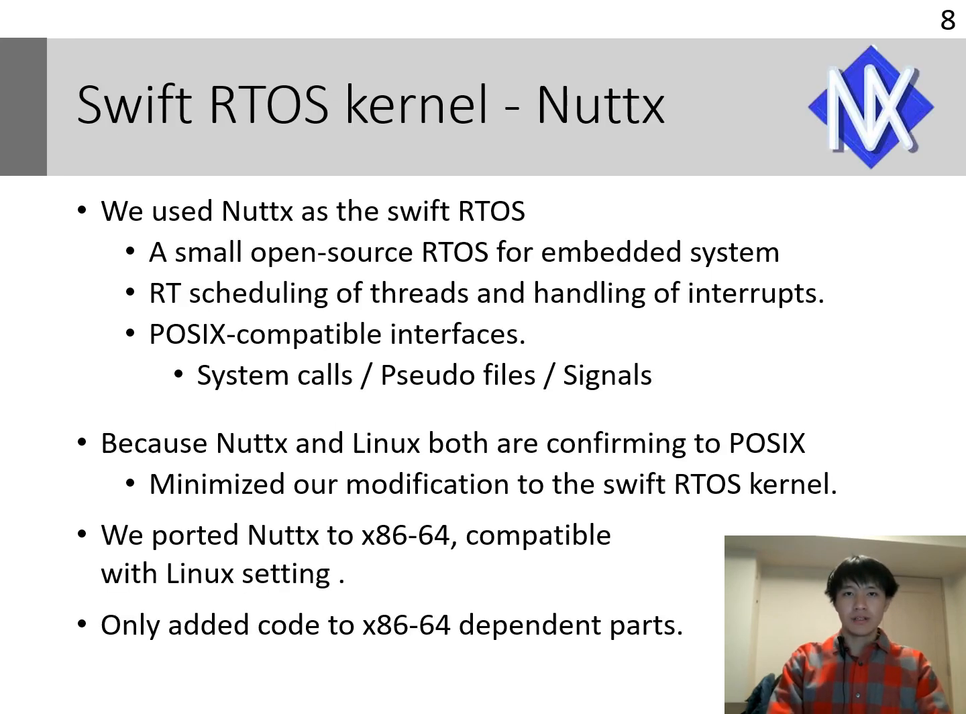For the RTOS in our compound RTOS, we use NuttX. NuttX is a small open-source RTOS for embedded systems with real-time scheduling, real-time handling of interrupts, and POSIX-compatible interfaces, including system calls, files, and signals. Because NuttX and Linux both conform to POSIX, this minimizes our modification to the RTOS kernel. To be compatible with the x86-64 Linux we used, we ported NuttX to x86-64 with the same processor hardware setting. NuttX consists of architecture-dependent and independent parts. During the implementation, we only add new code to the architecture-dependent part.